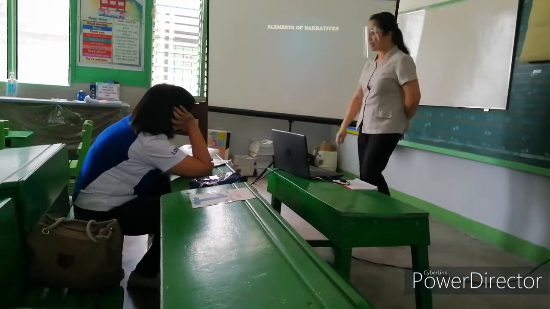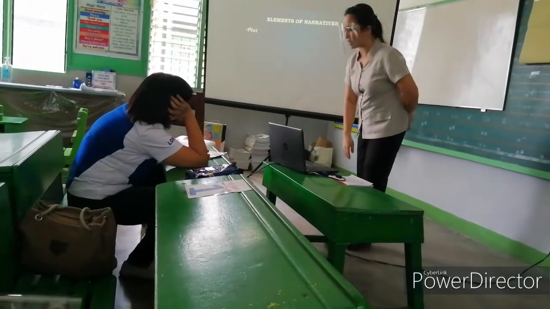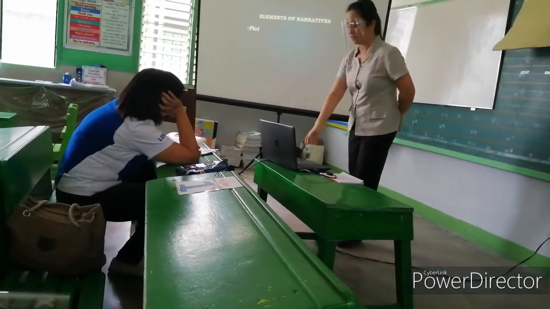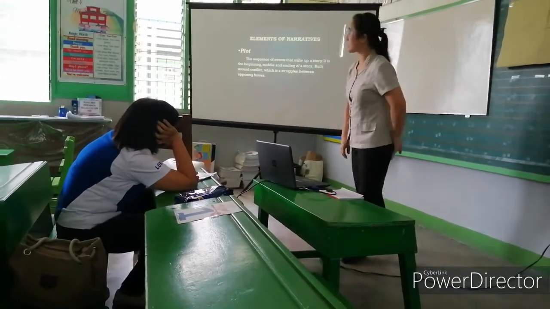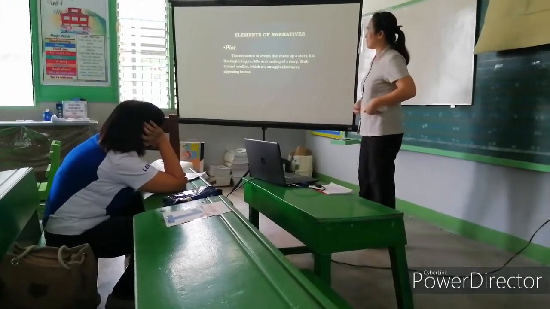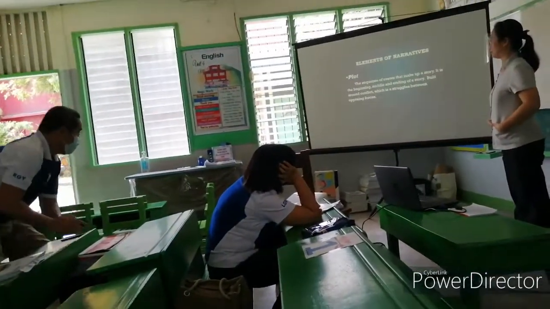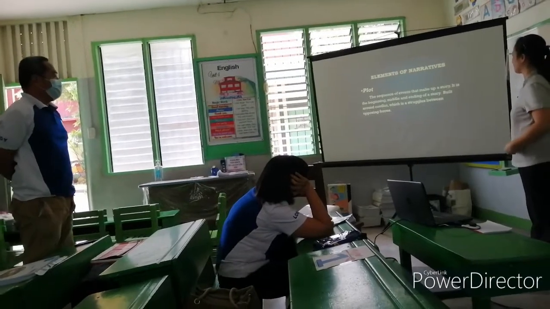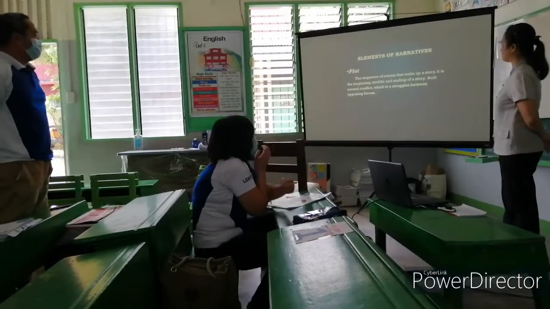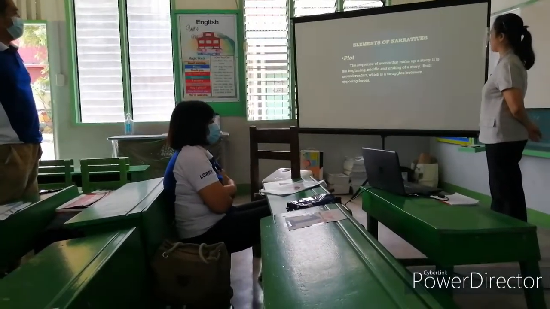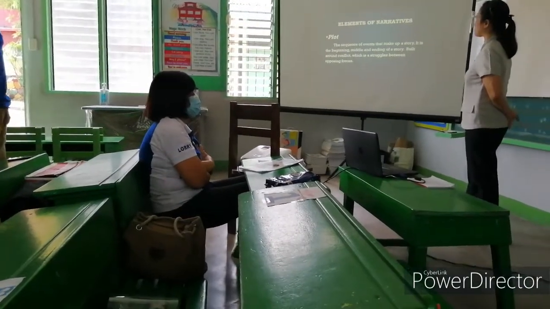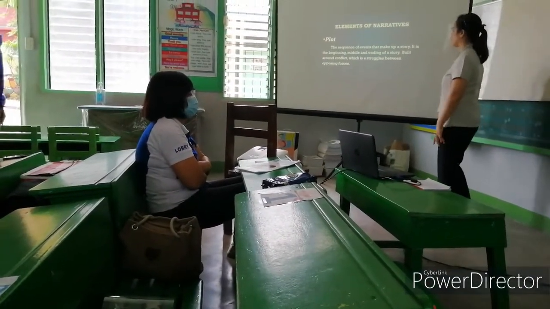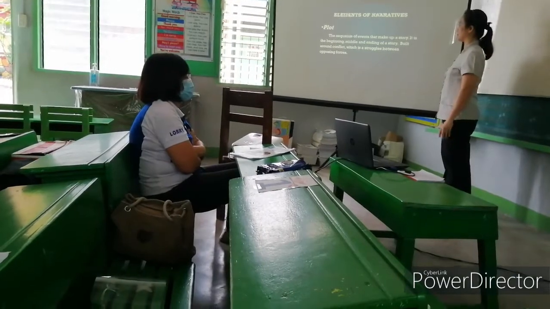Okay, let us have the third one. The third element that we have of narrative is the plot. What is plot? The sequence of events that make up a story. It is the beginning, middle, and ending of a story. Built around conflict, which is a struggle between opposing forces.